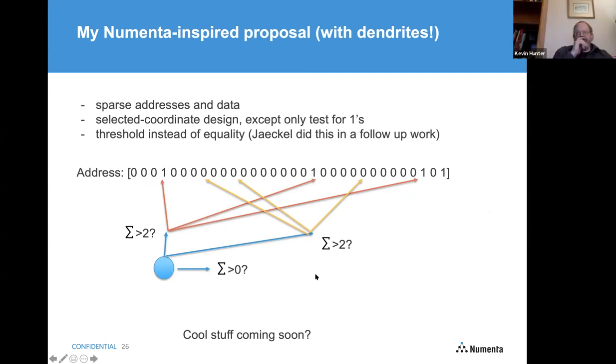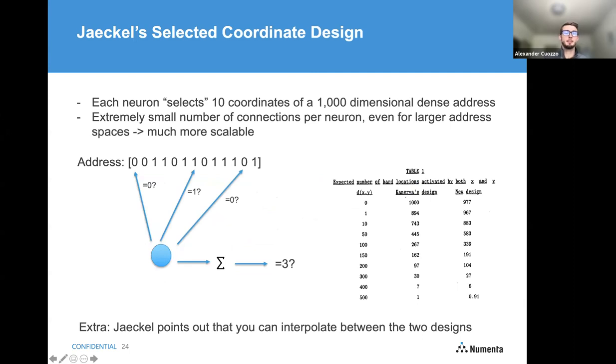Could I ask you to go back to that first slide with Jekyll's work? Yeah. So I'm looking at this and I'm thinking each bit of that address represents an axon within some close radius of this neuron. And then it chooses to synapse with a subset of those axons that are available to it locally. Yep. So if we think that the entire memory has to be represented by one continuous vector, yeah, that's unrealistic.